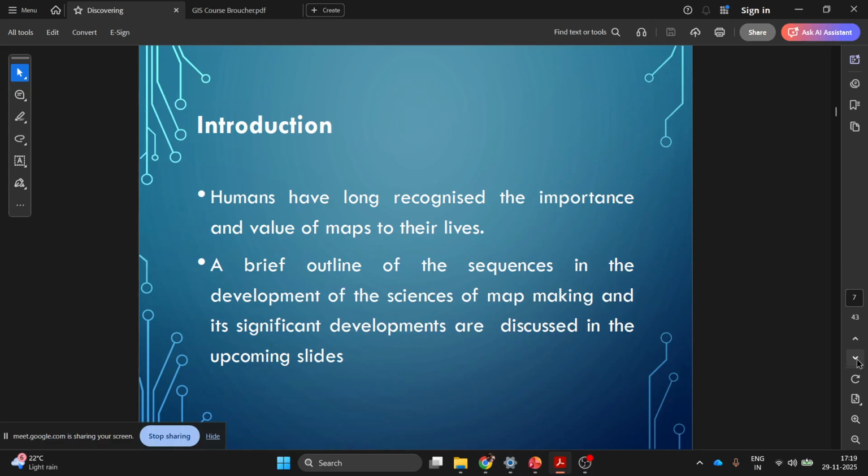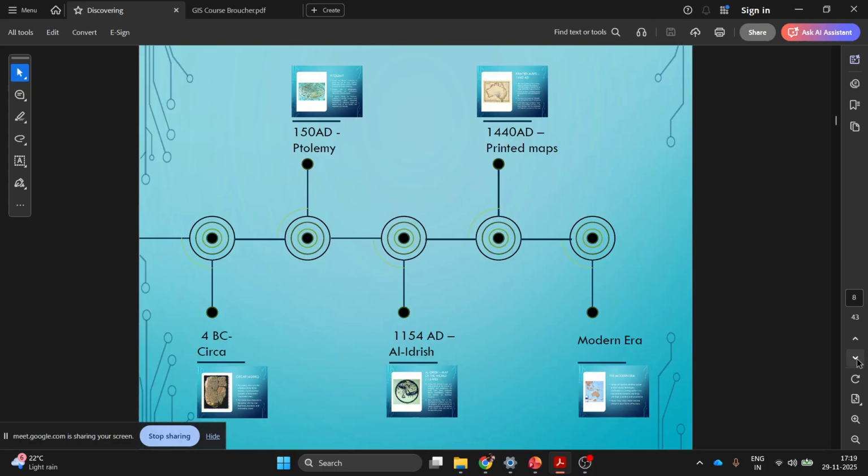Humans have long recognized the importance and value of maps to their life. From the beginning, people have used maps to solve a lot of problems occurring in our society. A brief outline and sequence of how map making developed and its significant developments are discussed in the upcoming slides. There are different maps starting from 4th BC, called Sirkar, then in 150 AD Ptolemy, in 1154 AD the Al-Idrisi map, in 1440 AD printed maps were developed, and now we are coming to the modern era map.